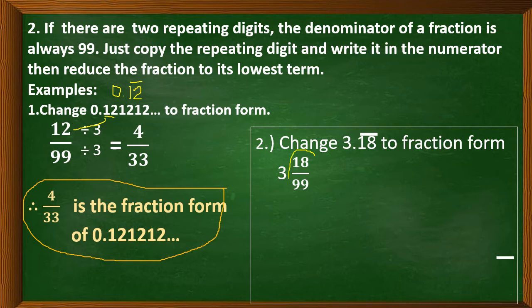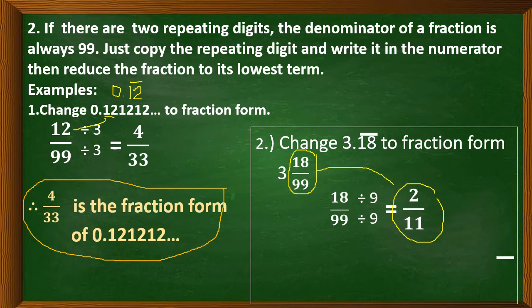So try to check 18 over 99. So we can still reduce 18 over 99 to the lowest term. So we'll just work on the fraction part. So 18 over 99, and the greatest common factor is 9. So we have 18 divided by 9 is equal to 2. 99 divided by 9 is 11. So 2 over 11 is the lowest term of 18 over 99.